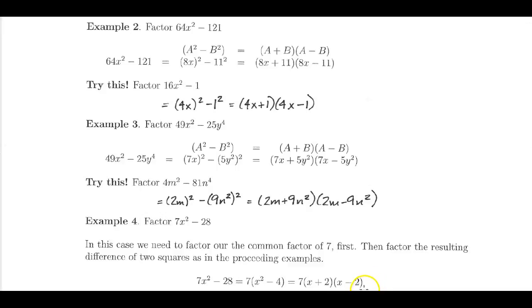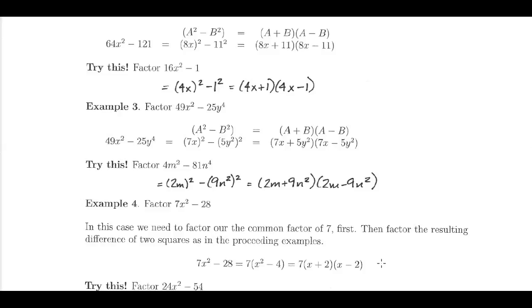So I can't emphasize this enough. We need to factor out a common factor before we do any other factoring. So it's good to do examples that include these common factors. So try this one. We want to factor 24x squared minus 54. Pause the video and try this one out, and then come back and check your work.